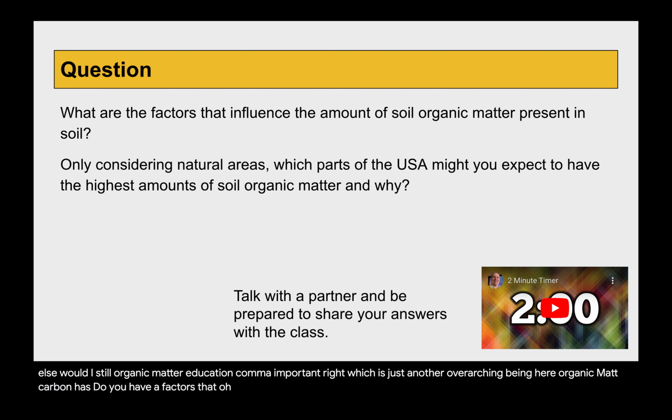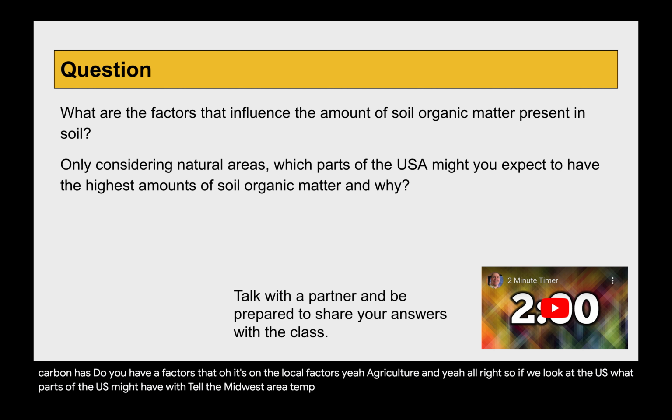Oh, some of the local factors. Yeah, agriculture and, yeah, soil drainage. All right, so if we look at the U.S., what parts of the U.S. might have really high amounts of soil organic matter? Yeah. So the Midwest area tends to have a lot of soil organic matter. Why?